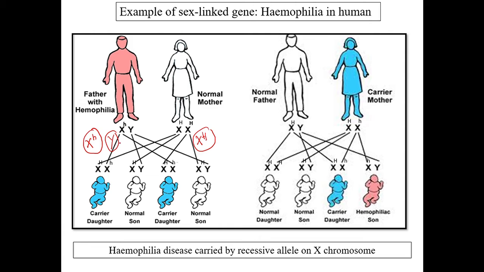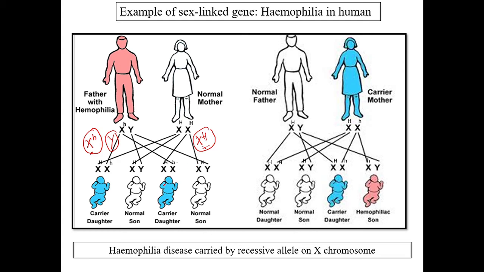Okay, so this first one here is when this gamete fuses with this gamete, so it will produce a carrier daughter. And then if the gamete that carries the Y chromosome fuses with this one, they will have a normal son, because there's no recessive gene.